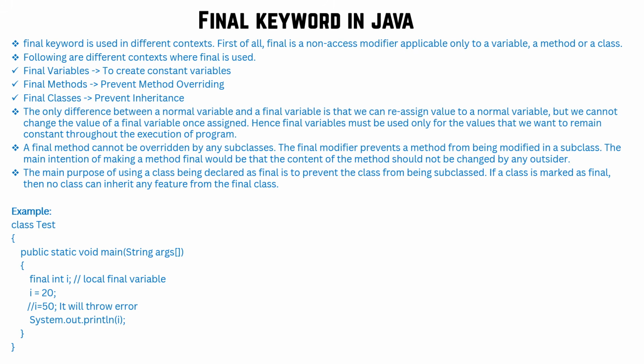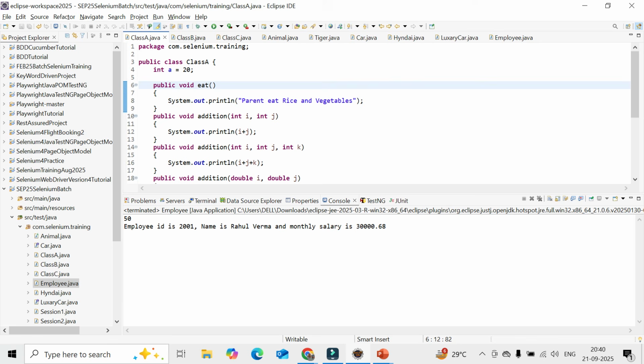The final modifier prevents a method from being modified in the subclass. The main intention of making a method final would be that the content of the method should not be changed by any outsider. The main purpose of declaring a class as final is to prevent the class from being subclassed. If a class is marked as final, then no class can inherit any feature from the final class. So I'm just giving the example of the variable.